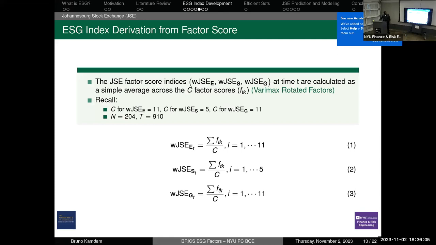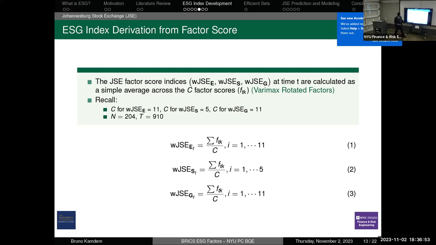So now, the ESG index derivation from factor score, we talked a little bit about this earlier. We spoke about the C, the number of factors, the GSE factor score indices under the E, S, and G domain at time T. As we just said, it is the simple average across the C factor scores, using the varimax rotated factors. So for each security, you take the sum of them at the observation.